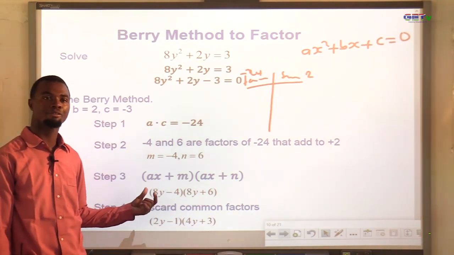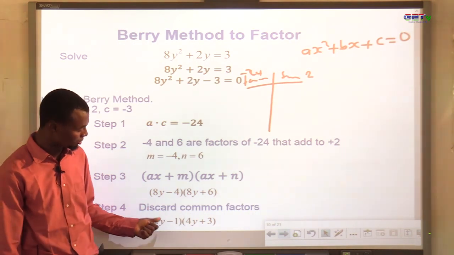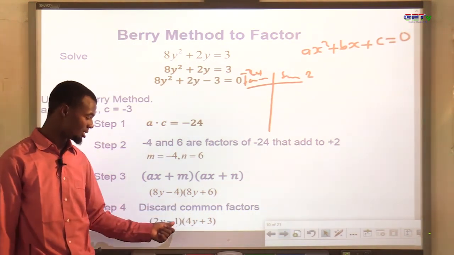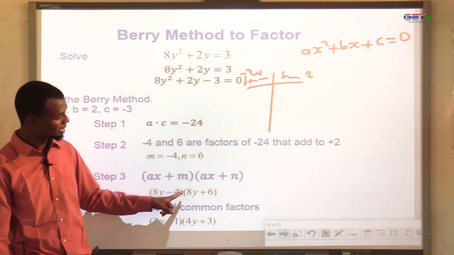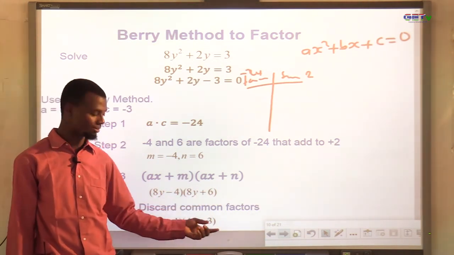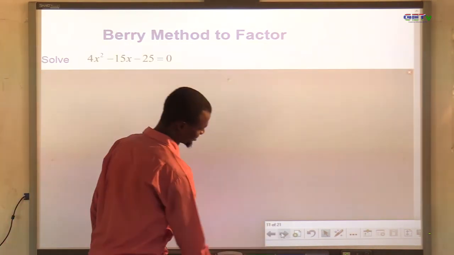There are 4. Here is 4. 4 divided into 8 is going to give you 2y. The same thing, we discard the factors. Similarly here, the factor is 2. We have to discard that one also. So we go to the next.